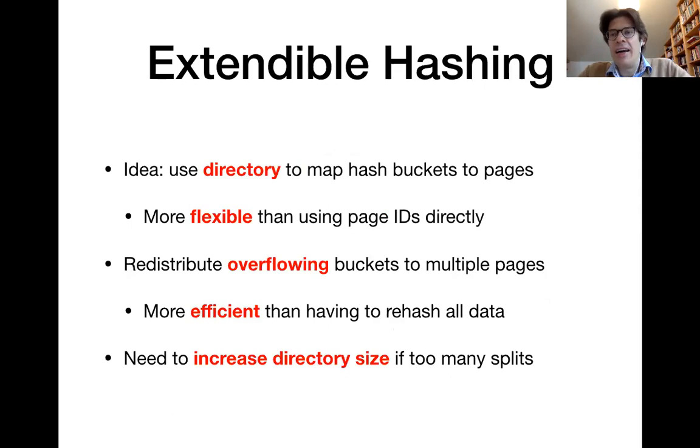Now, an alternative which works better for dynamic data is so-called extendable hashing. And here the idea is that we introduce one new level of indirection. We introduce a directory which links specific hash buckets to specific pages. So instead of calculating the hash value and then directly looking up the corresponding page, you would calculate the hash value, then look up in the directory which page is associated with that one, and then look up the corresponding page.